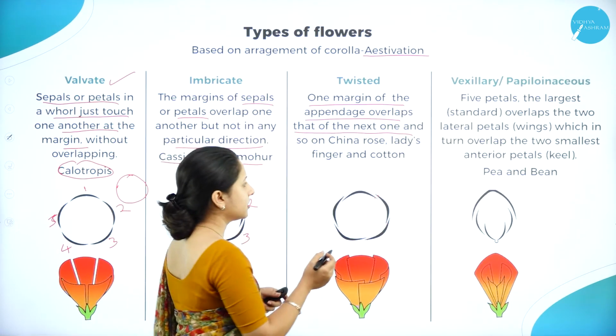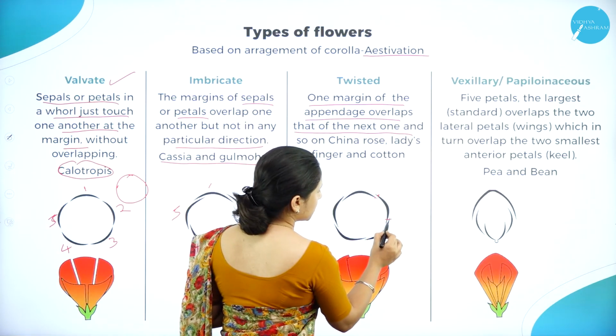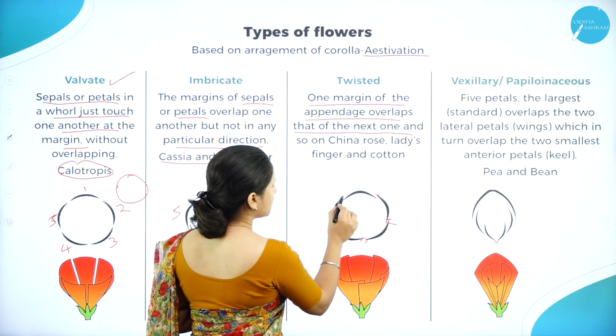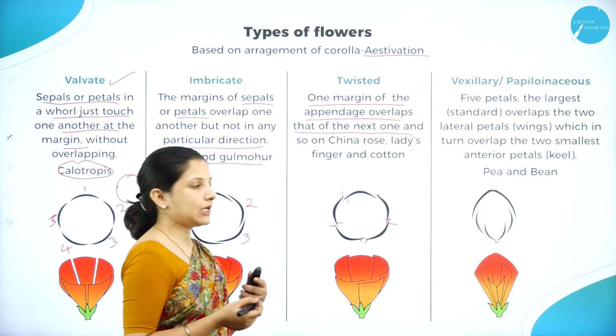It is like twisted. So this and this are overlapping. This one and this one are overlapping. This margin and this margin are overlapping. This one and this one and this one. It is overlapping. So that is nothing but twisted estivation.